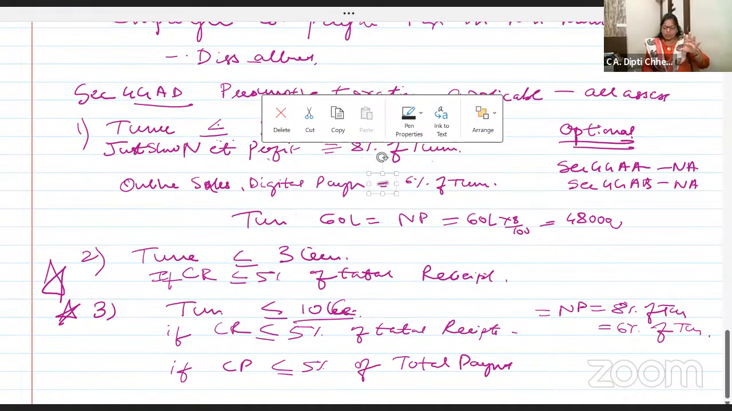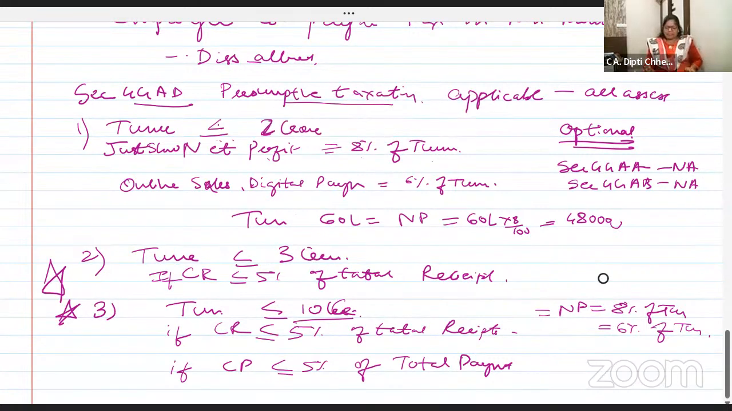Is your turnover up to 2 crore? You can go for presumptive taxation. Is your turnover up to 3 crore? You can still go for presumptive taxation, provided cash receipts are within 5% of the total receipts. Is your turnover less than 10 crore? Yes. Still you can go for presumptive taxation. Nice, clear. Keep patience. I'm going to solve the problems for add and less today, and it will be very, very clear. Give some response, all clear or not?